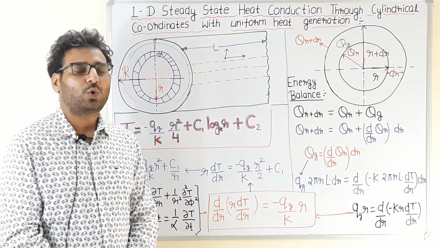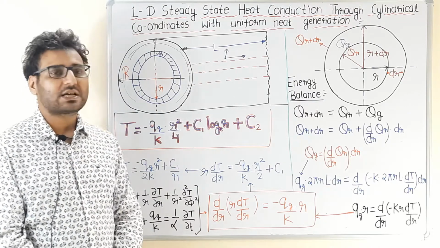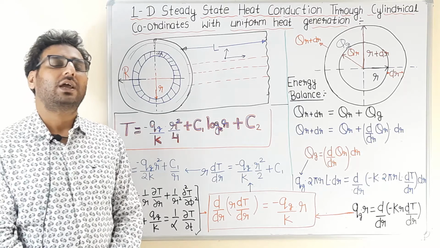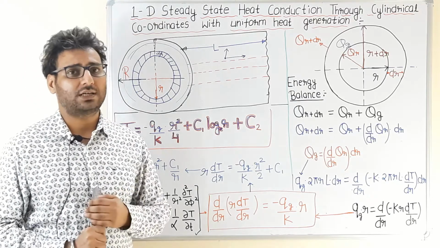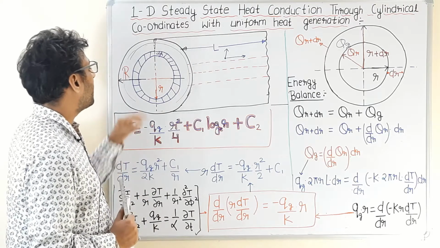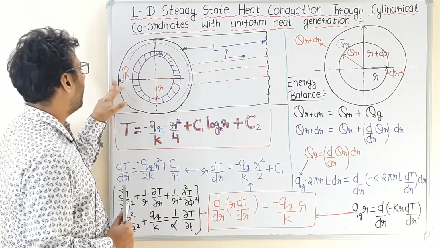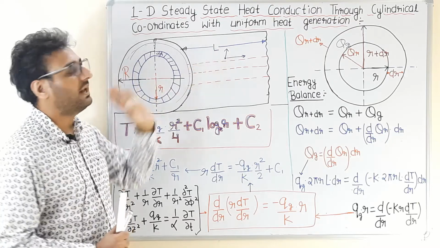Hello everyone, today we are going to discuss 1D steady state heat conduction through cylindrical coordinates with uniform heat generation. Now consider a cylinder of radius capital R and length of capital L.